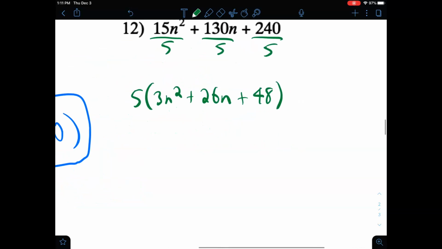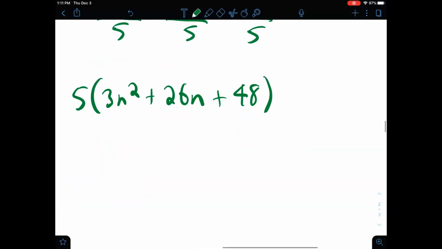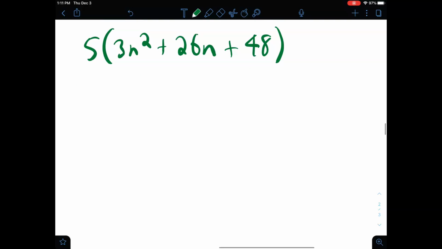Okay? So we check inside the parentheses now. We got our GCF. How many terms do we have inside the parentheses? We have 3 terms. Is it a perfect square trinomial? Nope, these are not perfect squares, so that's not going to work. If it's not a perfect square trinomial, we're going to do guess and check. So we're going to do our smiley face method.